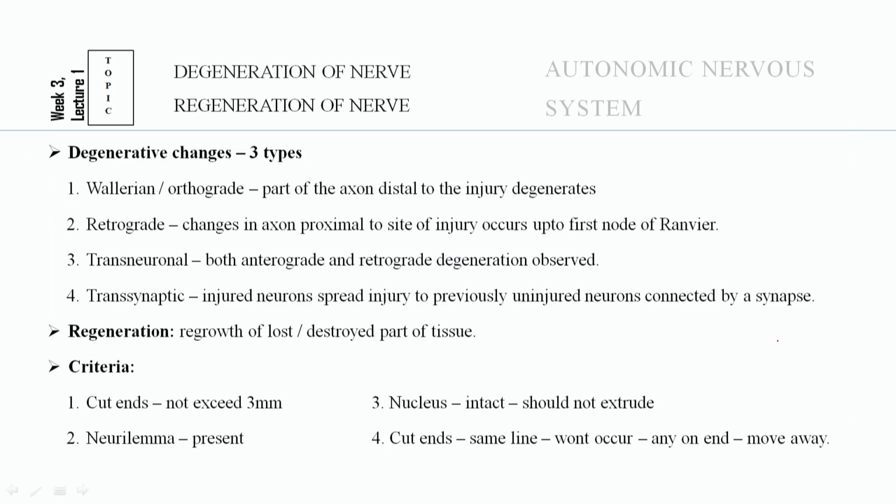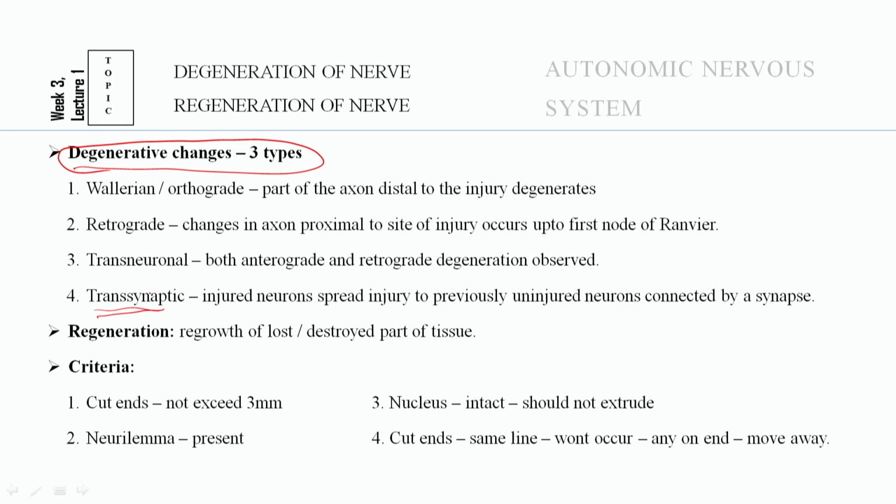Now, so far I told several things about degeneration. So what is degeneration? These degenerative changes are broadly classified into three types in general, but in some places you may find one more type of classification, called transsynaptic. In some books they describe this transsynaptic under the transneuronal itself, but in some places the transsynaptic degenerative changes are covered separately.